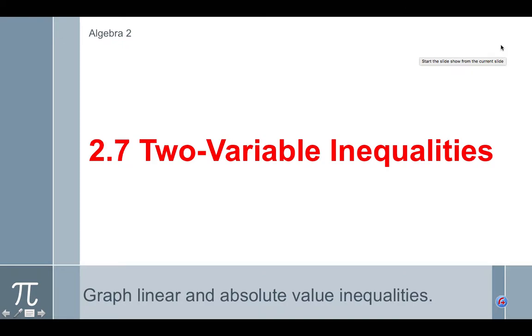All right, welcome, ladies and gentlemen, to section 2.7. We're going to be dealing with inequalities involving two variables. So we're going to be looking at linear and absolute value inequalities. We're going to look at what types of graphs they will look like. We're going to look at what kind of lines we need to draw and that sort of idea.